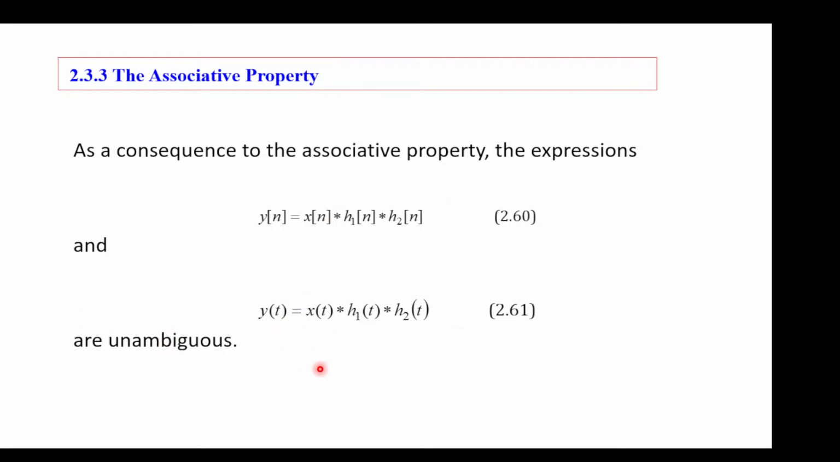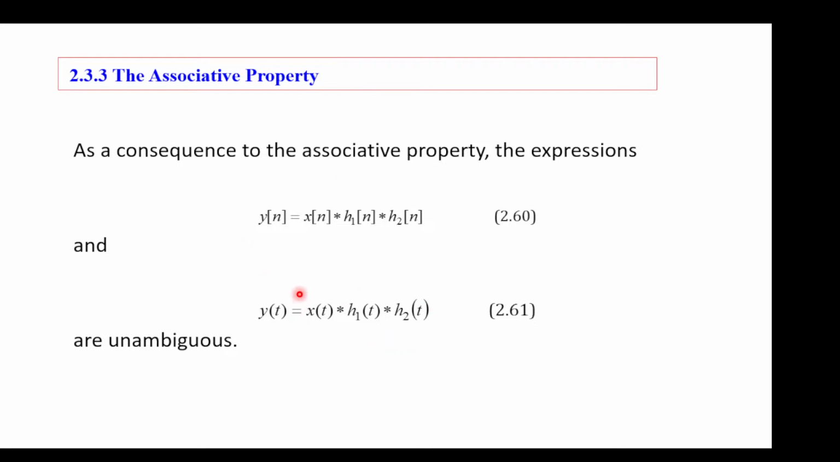And also y of t, the continuous time version: you can have y of t equal to x of t convolved with h1 and convolved with h2. Okay. And so those three properties are really important to remember, because they can make a lot of calculation associated with convolution a lot easier. And we will derive properties with them.